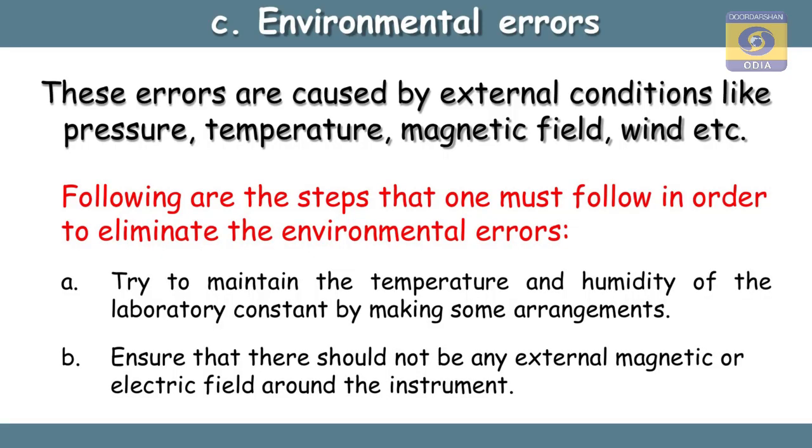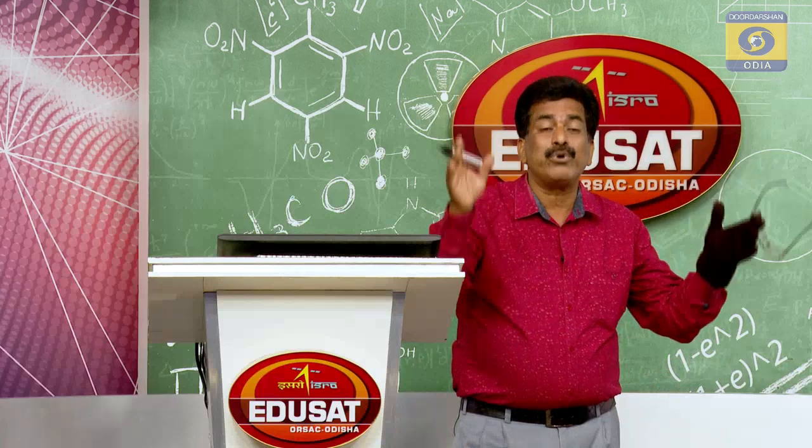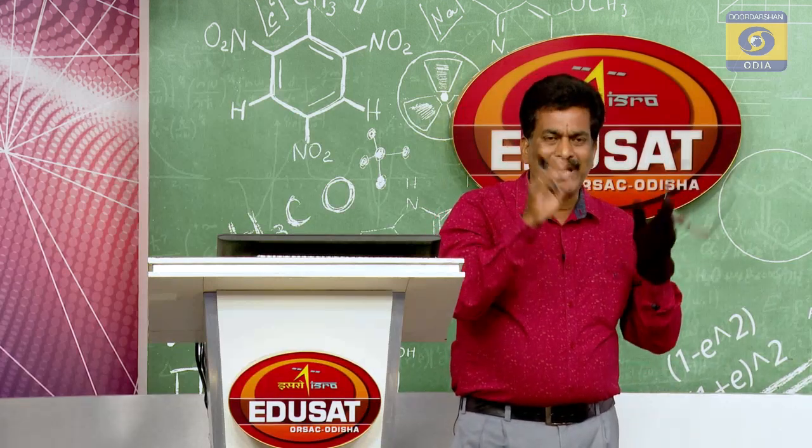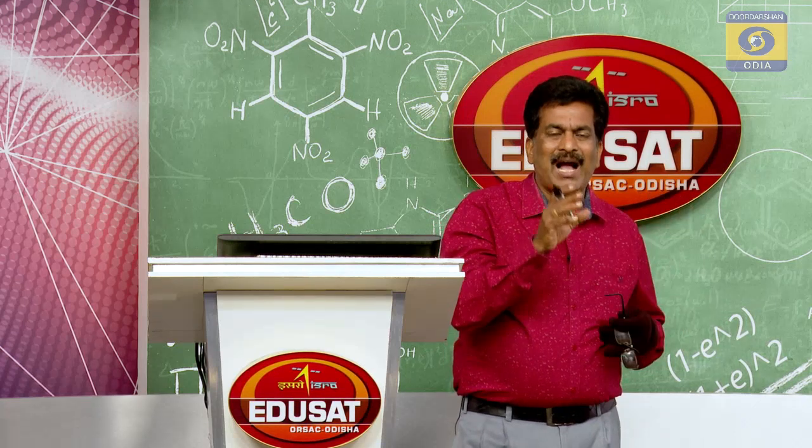Next, the environmental error. What will happen for the environmental error? The environment has pressure and temperature. If the pressure and temperature vary, the instrument will vary accordingly. So my dear students, you know that if valuable instruments are there, for example an MRI, an ECG, or big computers, then where they are placed, the situation is controlled.